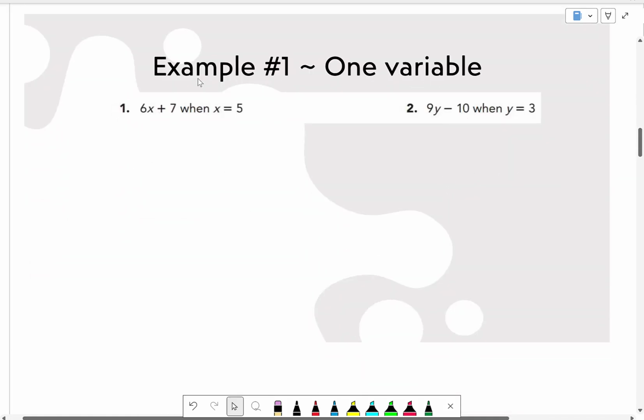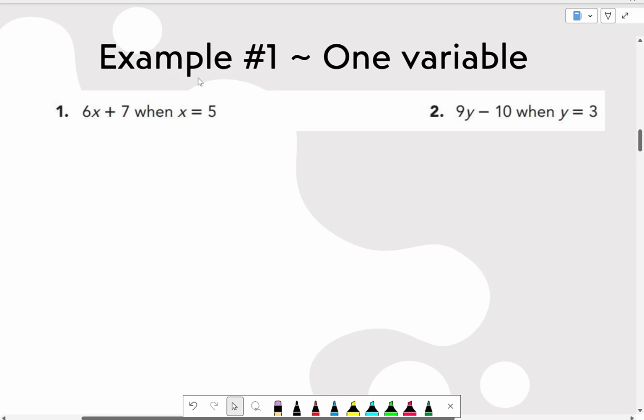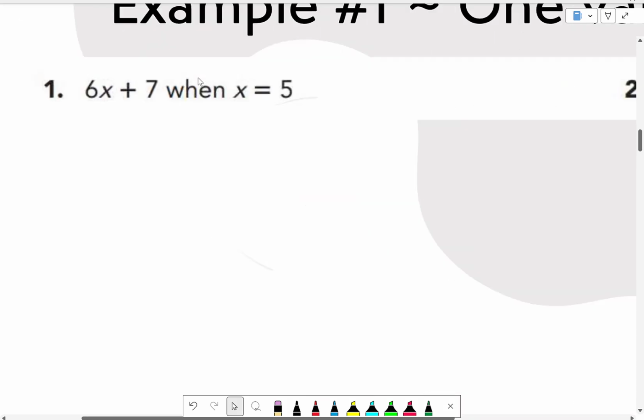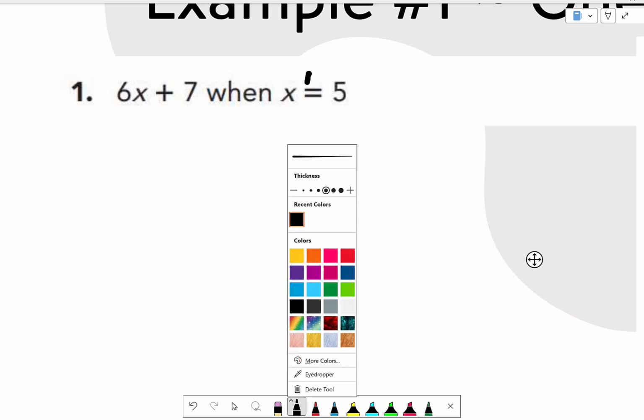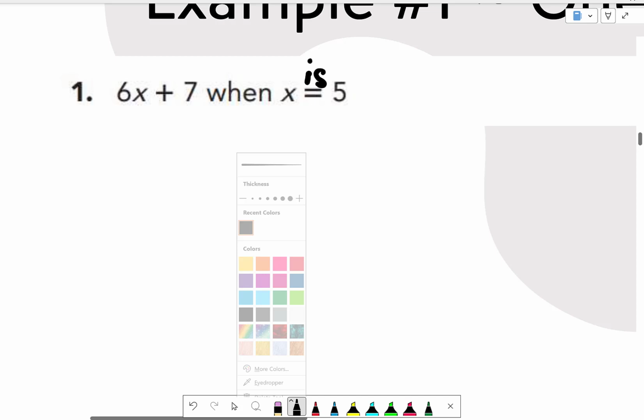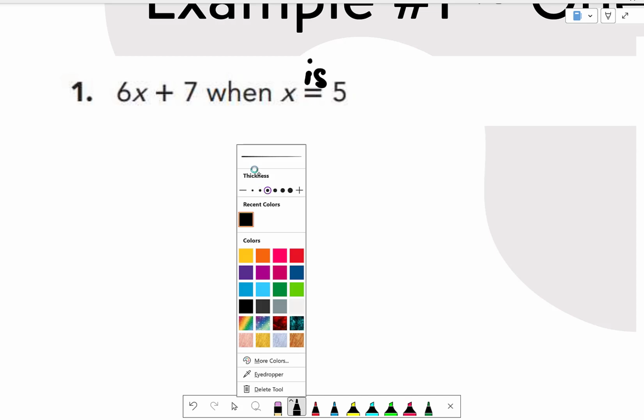So the first part, we're just going to go through examples and we'll build up from easy to difficult, so please copy on your paper. So example number 1 we're doing is just substitution with one variable. So I'll zoom in. So here we have 6x plus 7 when x equals 5. The equal sign means "is," okay? So we are going to change all the x's to a 5.